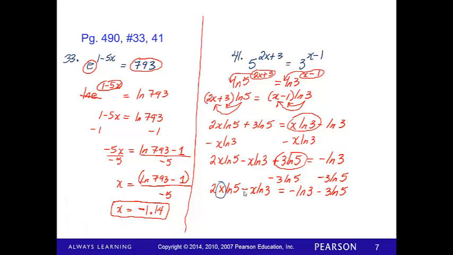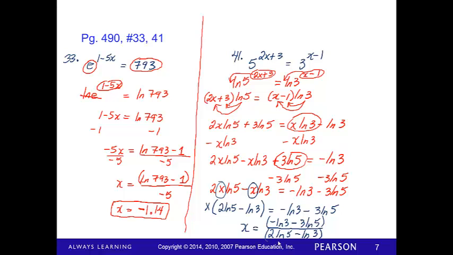Okay, so on the left side, we see we have an x and we have an x. So let's go ahead and take the x out. So we have x times 2 natural log of 5 minus the natural log of 3 equals negative natural log of 3 minus 3 natural log of 5. And then the last step would be divide by this. So you want to get x by itself, so divide by all of this, and you end up with x equals negative natural log of 3 minus 3 natural log of 5, all divided by 2 natural log of 5 minus the natural log of 3.